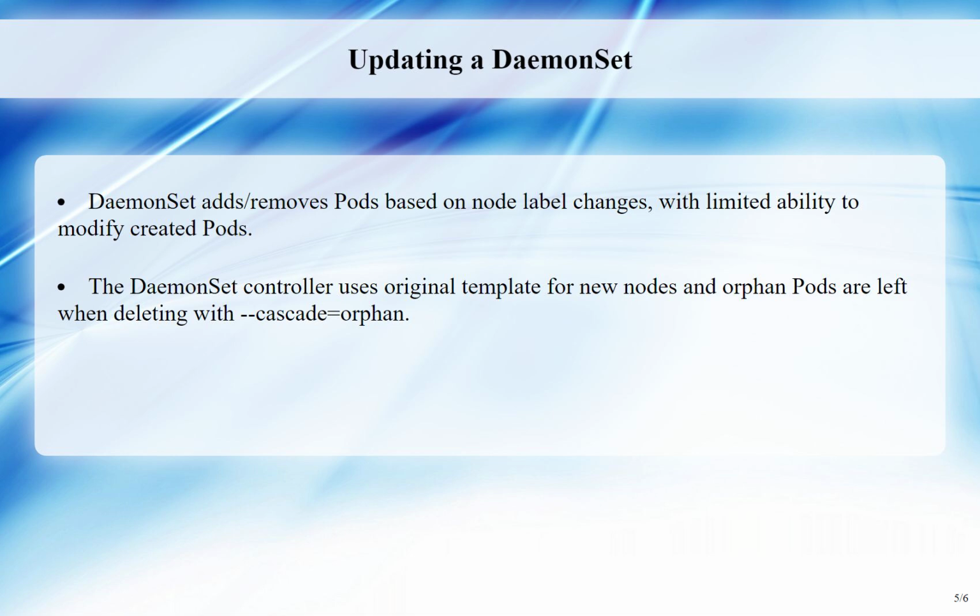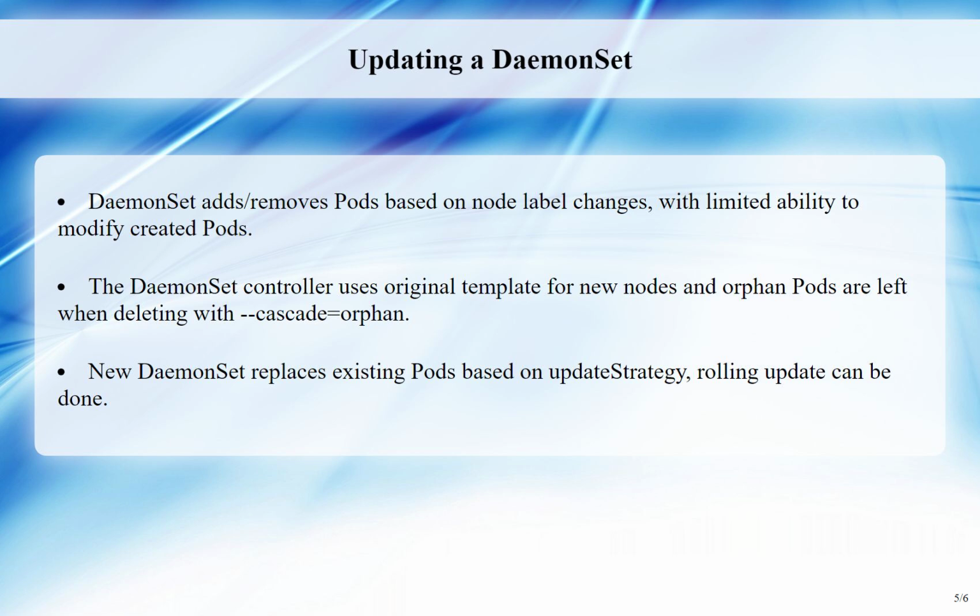Deleting a DaemonSet with cascade=orphan will leave pods on the nodes. A new DaemonSet with the same selector will adopt existing pods, replacing any that need to be replaced according to its update strategy. A rolling update can be performed on a DaemonSet.